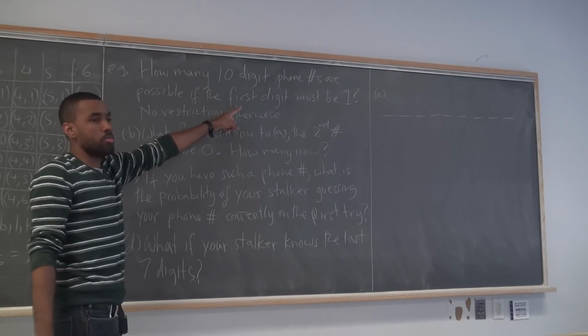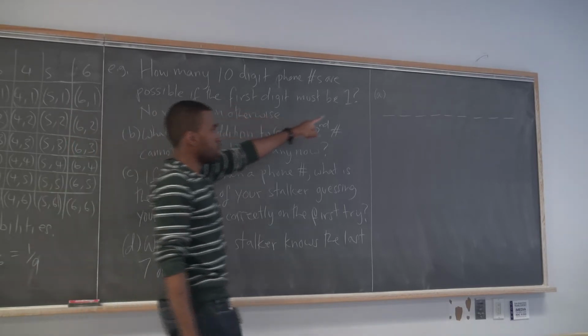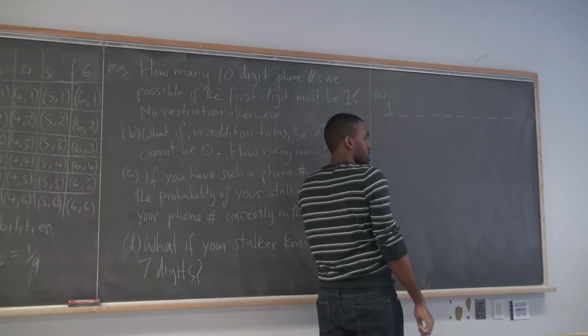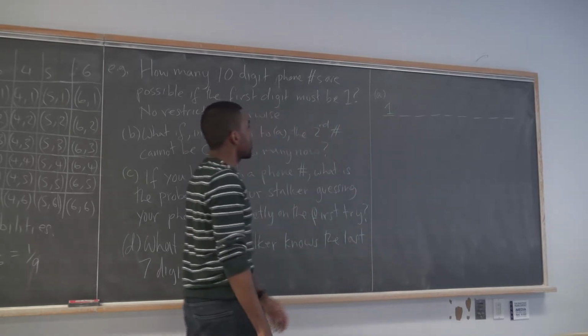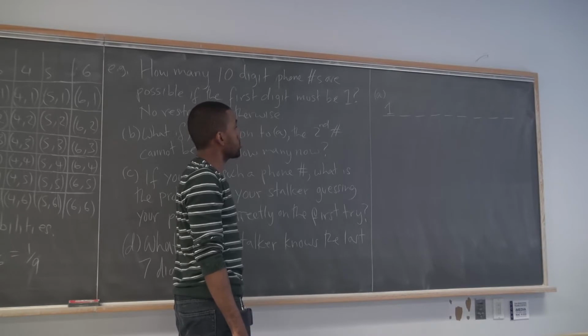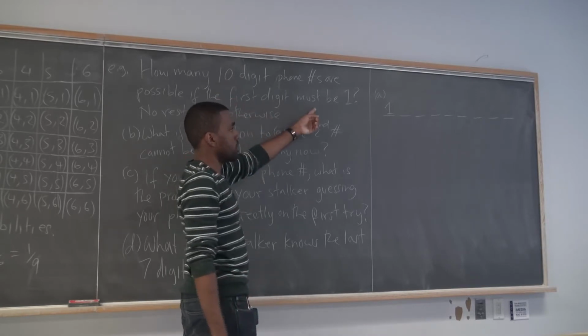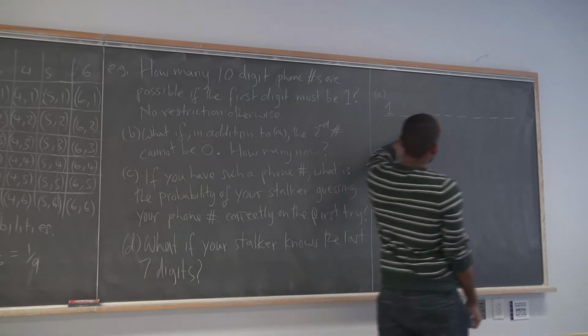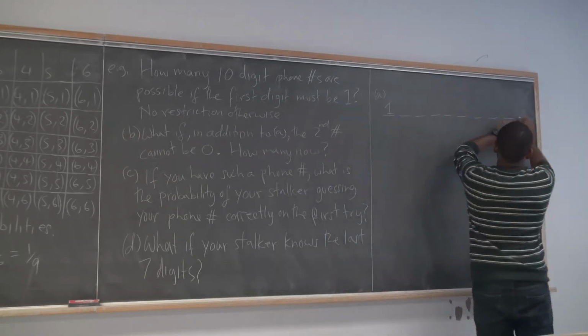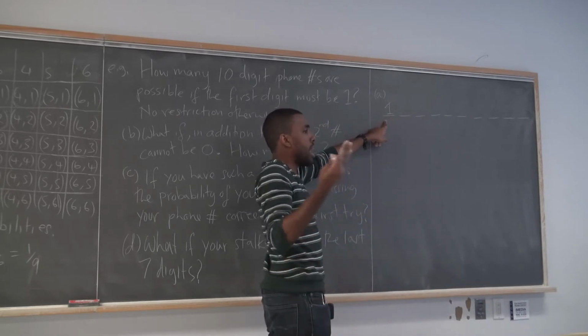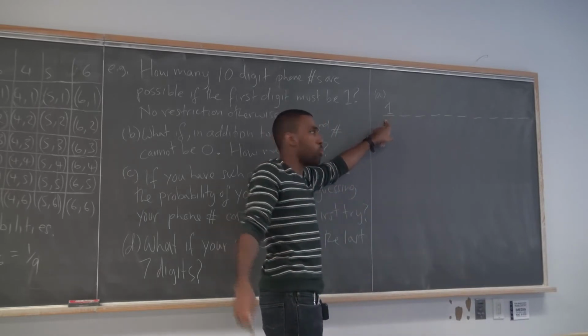So we're told the first digit must be a 1, which means there's only one option for this. It has to be a 1. It's a 10-digit phone number where the first digit must be a 1. So I have 1, 2, 3, 4, 5, 6, 7, 8, 9, 10. The first digit has to be a 1, so I have only one option there. I have to put a 1.